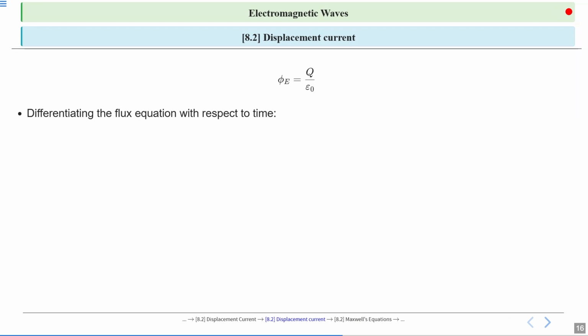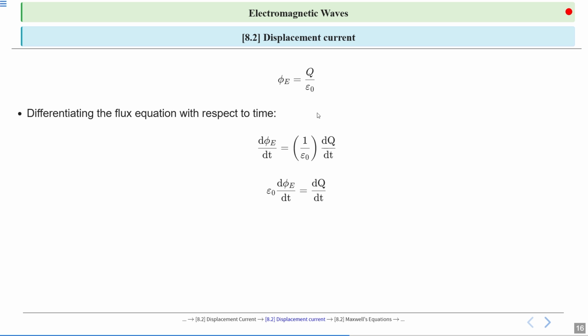We have discussed that this is also according to Gauss law: the electric flux through any closed surface is equal to 1 by epsilon naught times the charge enclosed by that surface. Now, differentiating the flux equation on both sides with respect to time, d phi E upon dt will be equal to, since epsilon naught is constant, 1 by epsilon naught dq by dt. This q is not constant, because charge is accumulating and the charge on the capacitor is increasing with time.